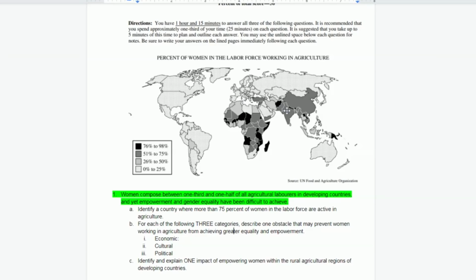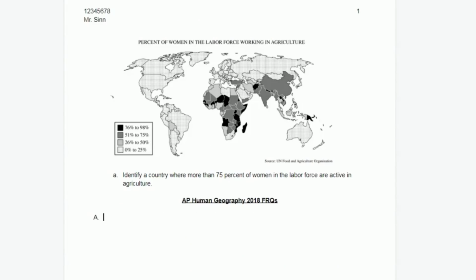Also, we could look at India and China. They're not in that 76 to 98%, but they're definitely in that 51 to 75. So these are some things for us to notice. Okay, we've spent some time looking at the map now. We're breaking it down. We've looked at our statement. We know we're going to be talking here about a variety of topics around gender, particularly women and empowerment. So now we're on to actually answering our question.